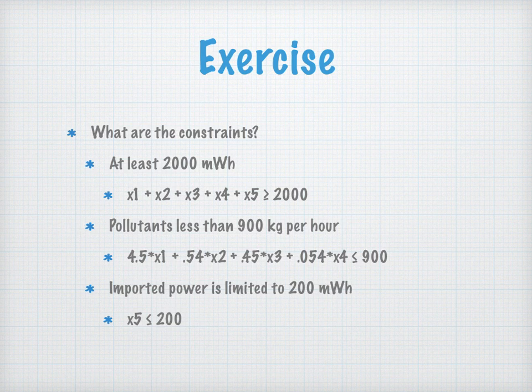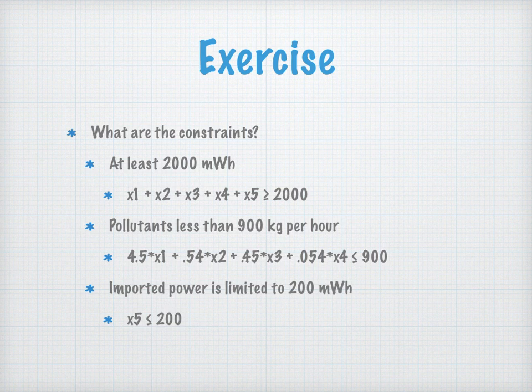The final stage of specification is to define the constraints. The first constraint is that we must produce at least 2,000 megawatt hours of electricity, and so we simply add up the amount of electricity generated by each source, and that must be greater than 2,000.